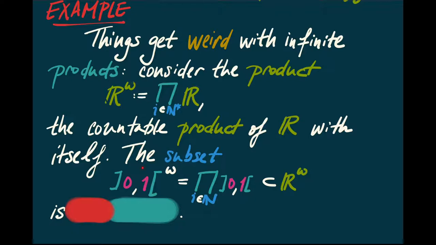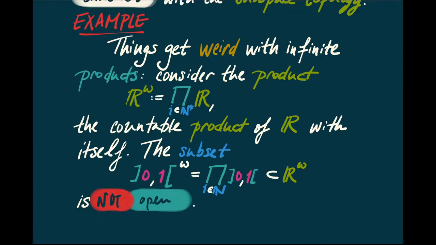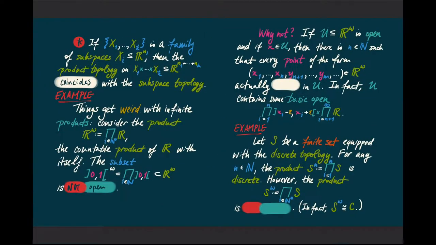Now what's strange is that if I do the same thing with the open interval, and I product all those together, that's a subset of R omega, but it is very much not open. This, if you like, is the set of sequences of real numbers. And this is the set of sequences of real numbers such that all those real numbers stay within 0 and 1. And that subset is just not an open subset of R to the omega. Why not?